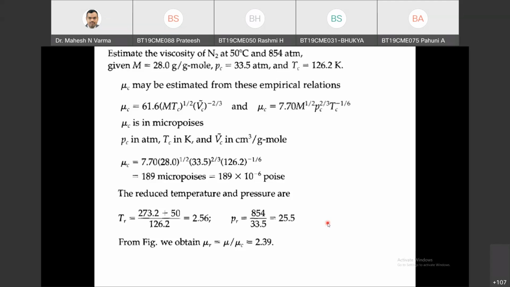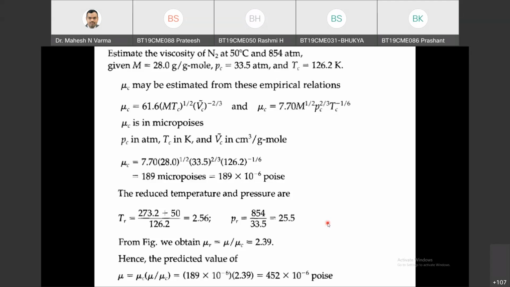Roll number 86, Prashant. Yeah, hello. What is the value of viscosity? So viscosity I got, sir, 4.51 into 10 to the power minus 4 poise. Okay, 4.5 into 10 raised to minus 5, you told. Correct actually. Yes, sir.